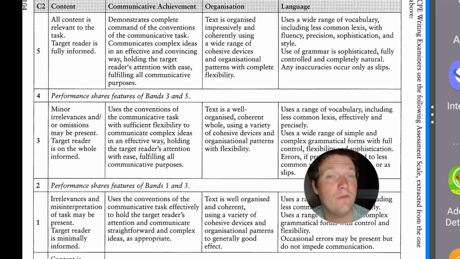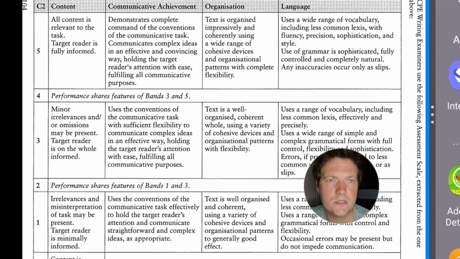I mean, let's see, if it were as low as 1, it says uses the conventions of the communicative task effectively to hold the target reader's attention and communicate straightforward and complex ideas as appropriate. I don't want to be too harsh because, again, like I said, I'm not an expert at correcting these things. I wouldn't go as low as a 1. But I think we'd be somewhere between 2 and 3 again, right? There were a few problems, as I mentioned, while I was correcting it.